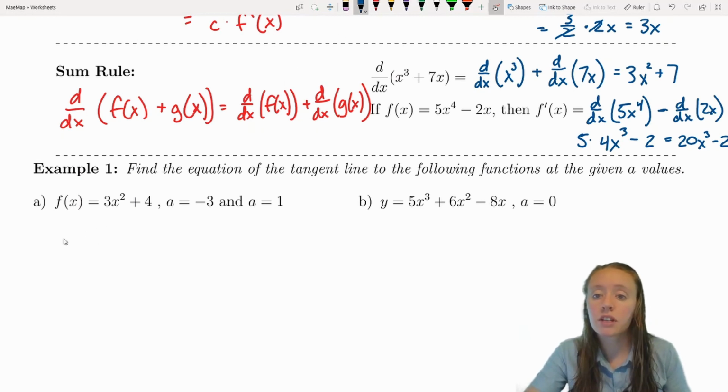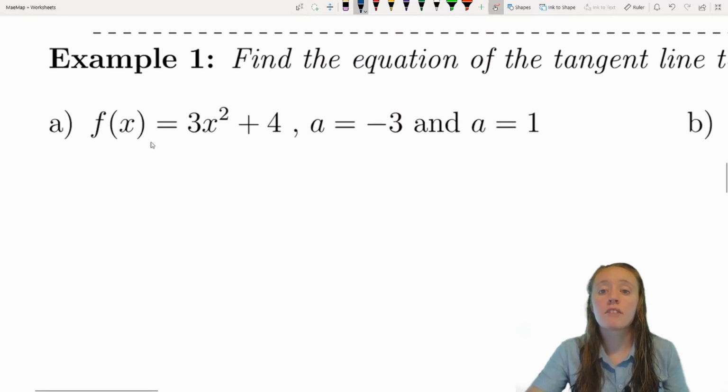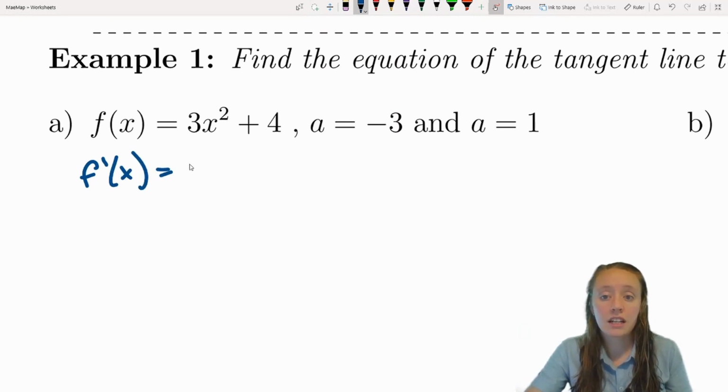So taking the derivative of, let me go ahead and zoom in, taking the derivative of f of x, which is equal to 3x squared plus 4, that's going to be, well, f prime of x is going to equal that constant multiple, leave that 3 out in front, and then we're going to take the derivative of x squared, which is 2x to the 2 minus 1, or 2x to the first, 2x, plus the derivative of 4. 4 is a constant, so that's going to be 0.